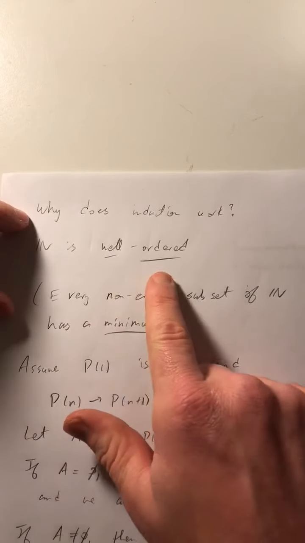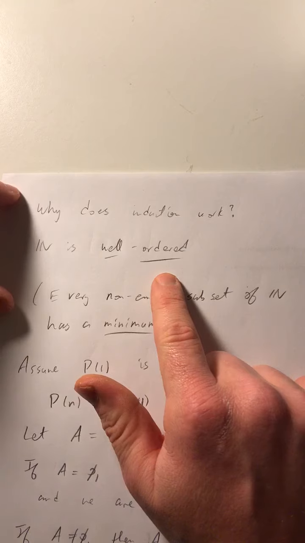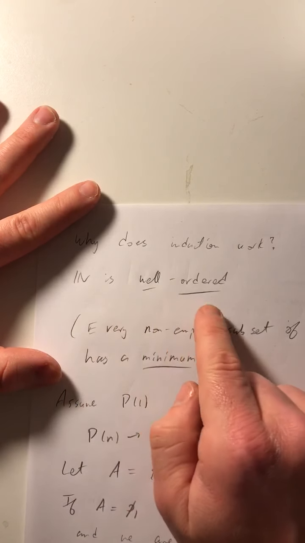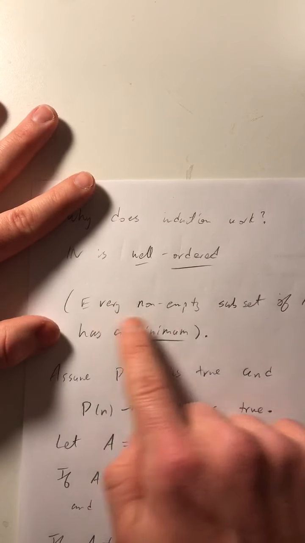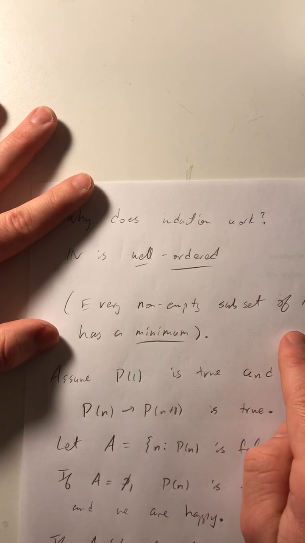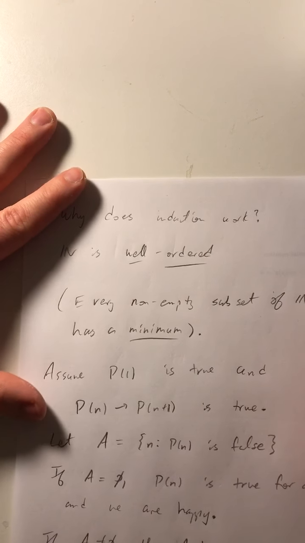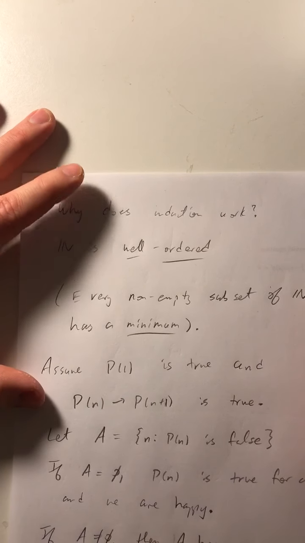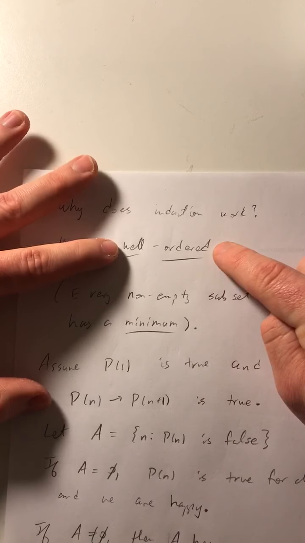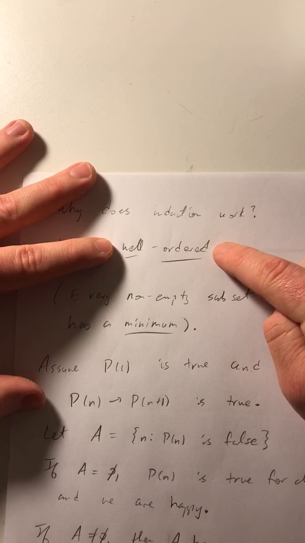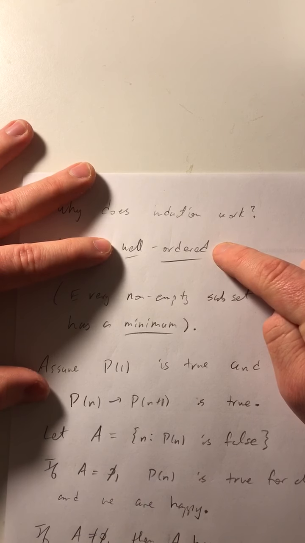It has to do with the principle of well-orderedness. So the set of natural numbers is a well-ordered set. And right here in parentheses is the definition of a well-ordered set. The fact that N is well-ordered means that every non-empty subset of N has a minimum. Right? So in order to think about the significance of a set being well-ordered, I think it's a good exercise for you to try to think of a set that isn't well-ordered.